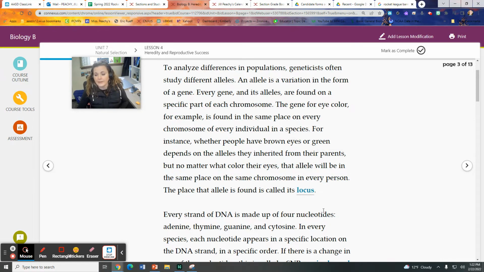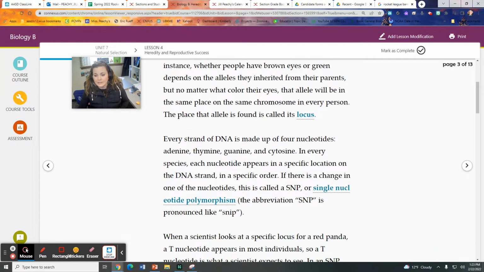A new term that we have here is the term locus. And locus is the same place on the chromosome where that particular allele is found. And it's found on the exact same place in every single person. So it's not like all randomly located. The allele for eye color on my chromosomes is in the same place as the allele for eye color on your chromosomes, right? So that's what the term locus means.